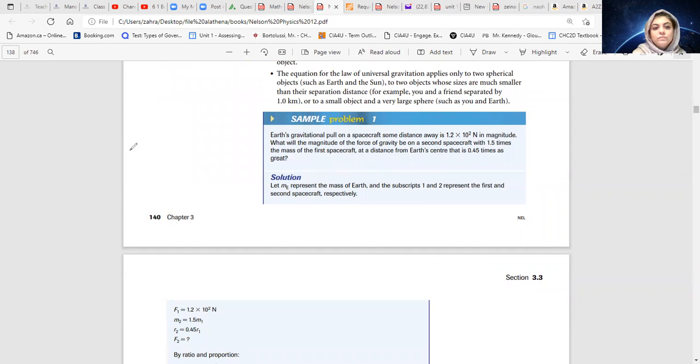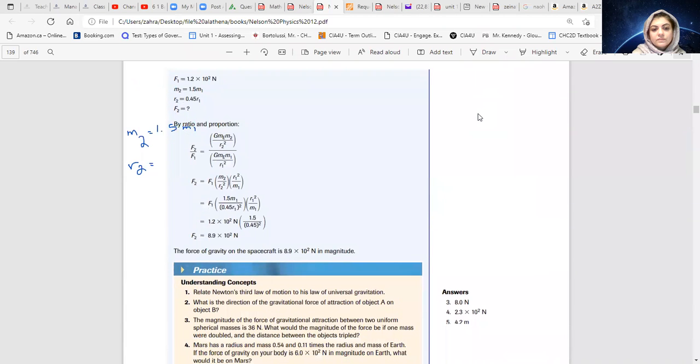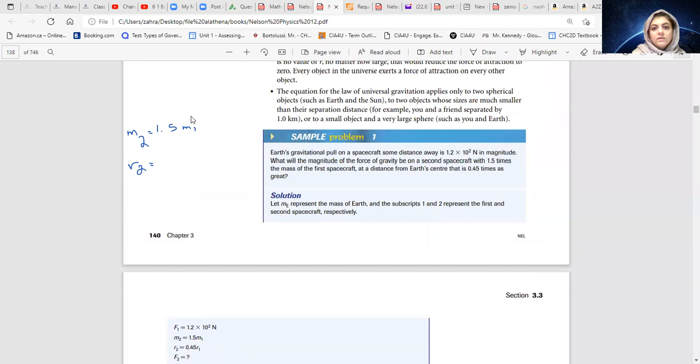So M2 will be 1.5 times M1. The distance from the Earth, R2, is 0.45 R1. So you already know the equation.